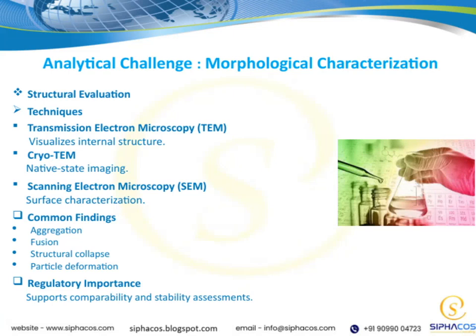Now, let's dive into the analytical challenge of morphological characterization, understanding the shape and structure of particles. We use several key techniques here. Transmission electron microscopy, or TEM, lets us see inside the particles, revealing their internal structure. Cryo-TEM takes this further by imaging them in their native, hydrated state. Scanning electron microscopy, or SEM, focuses on the surface details. Common issues we look for include aggregation, fusion, collapse, and deformation of particles. This analysis is crucial for regulatory purposes, helping us prove comparability and ensure stability over time.